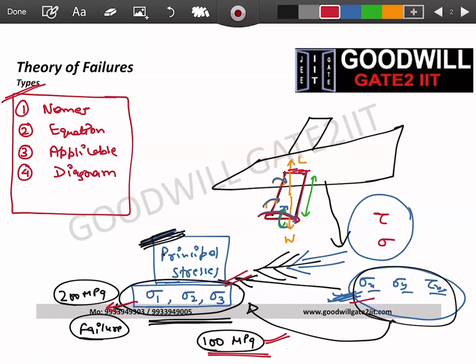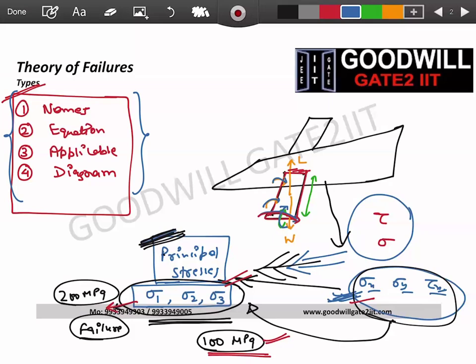So once I'm done with all the five theories, you should know all these things. You should know the name. You should know the equation, or I can say criteria. You should know when you can use this equation properly and what is the corresponding diagram.